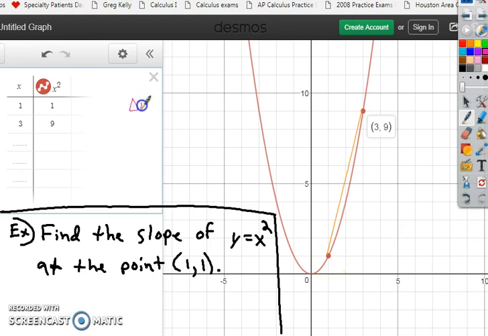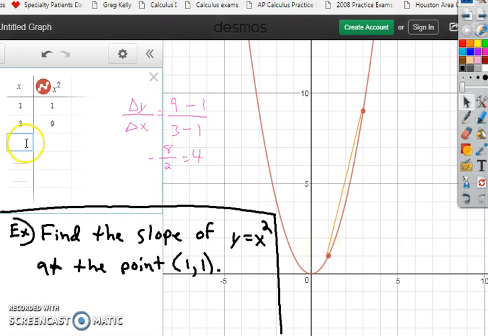So the change in y divided by the change in x should equal, subtract the y's, 9 subtract 1, and then subtract the x's, 3 subtract 1. So that should be 8 over 2. So the slope is about 4. But 3 is a good bit away. I probably can get a better approximation had I chosen the number 2 instead of going all the way out to 3.